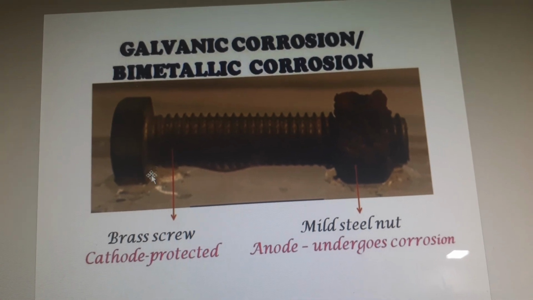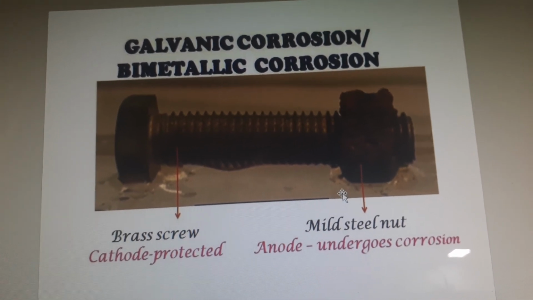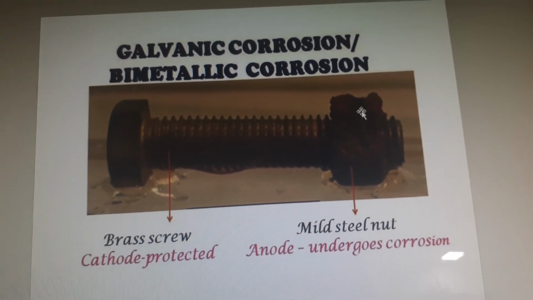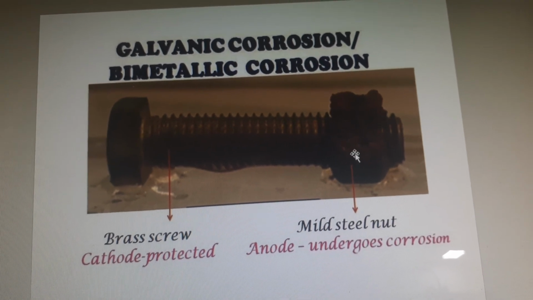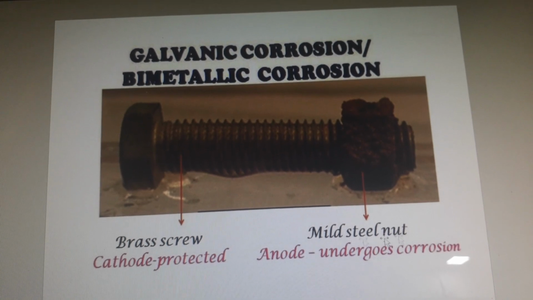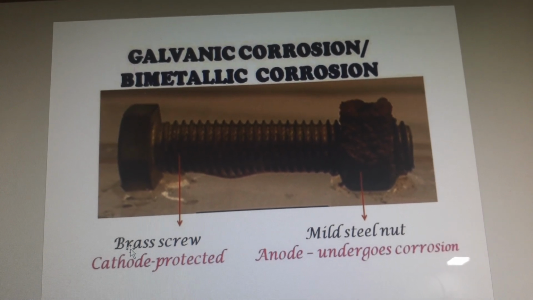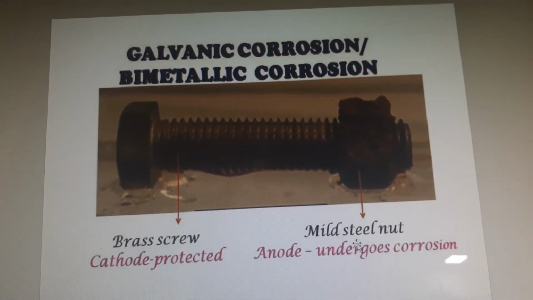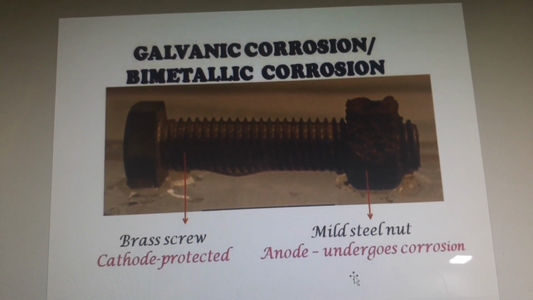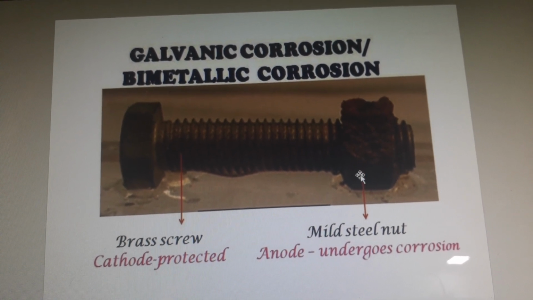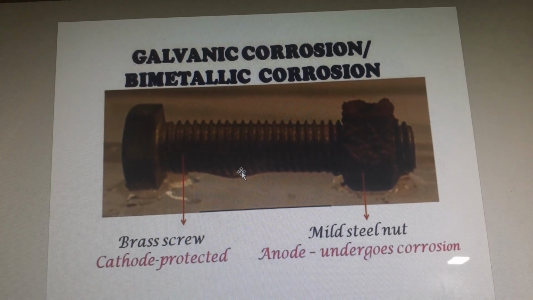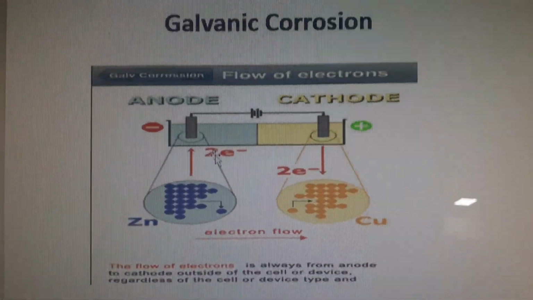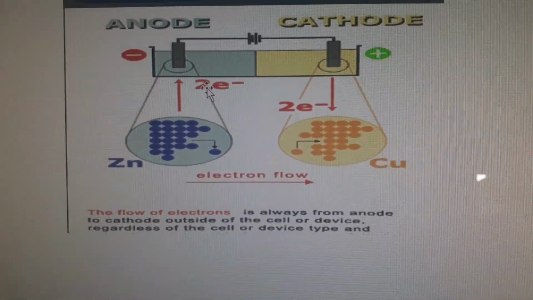This slide shows a brass screw and a nut, so we have a nut and bolt. This part is made up of mild steel nut, and this part is made up of brass screw. So what happens now is that this part made up of mild steel acts as anode and therefore it undergoes corrosion, and the other metal acts as cathode and therefore it is protected. Now let's see how this galvanic corrosion principle works out.